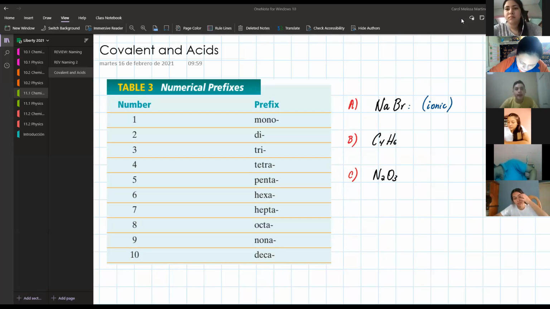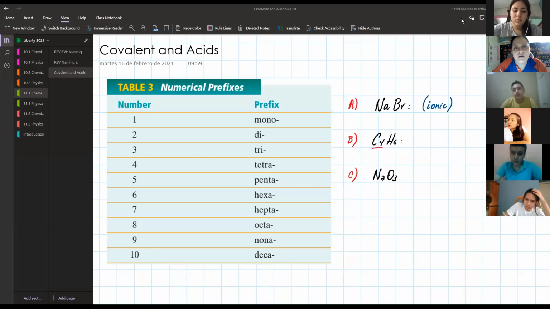Second example. What do you think? Carbon. Is it metal or non-metal? Non-metal. And hydrogen, is it non-metal?